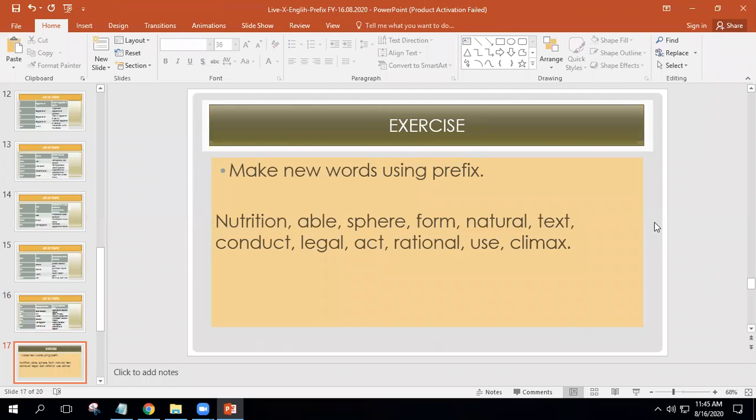Dear cadets, this is the content for today's class, and now I'd like to give you an exercise which you will do right now here. That is given from the content, so that it is clear to you, it is easier for you. You will have to make new words using prefix, and the words are nutrition, able, spare, form, natural, text, conduct, legal, act, rational, use, climax.